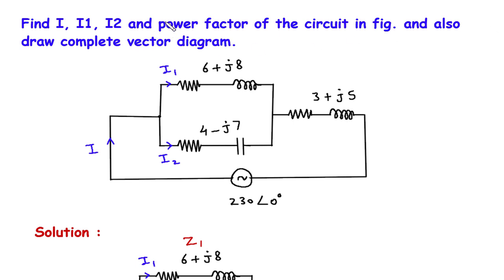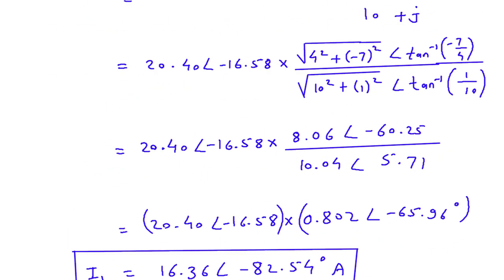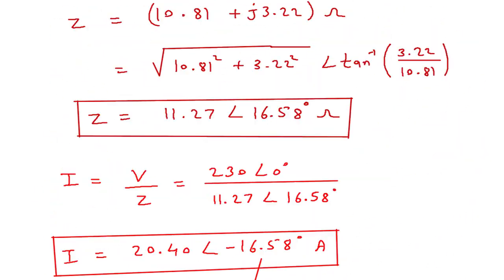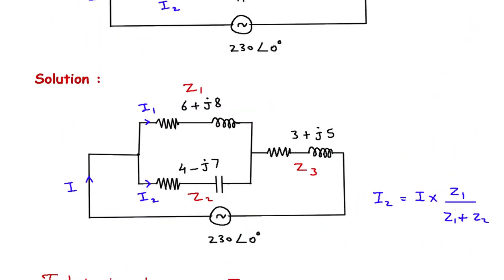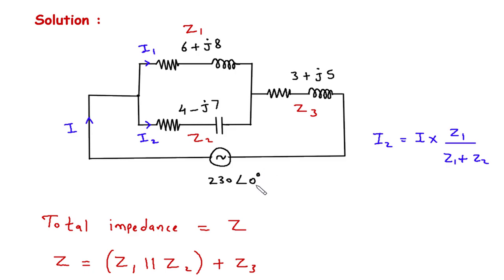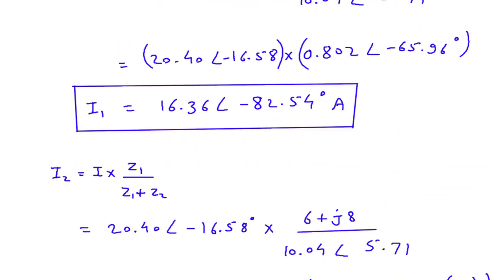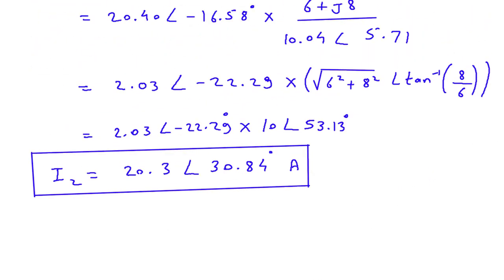So we can draw the vector diagram. Now to draw the vector diagram, we will take voltage as a reference because its angle is 0 degree. Here we can see the angle of voltage is 0 degree. So we will take voltage as a reference. So here the voltage V is equal to 230 volts. Then next is current.